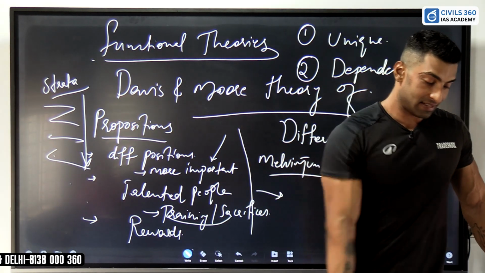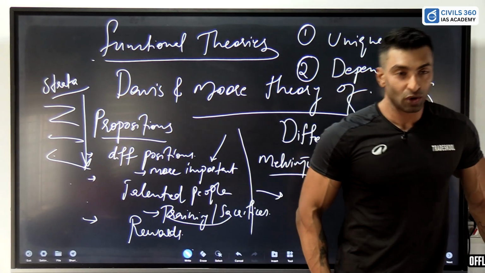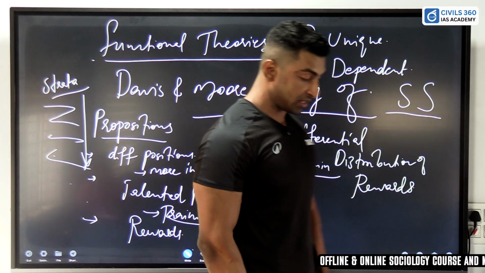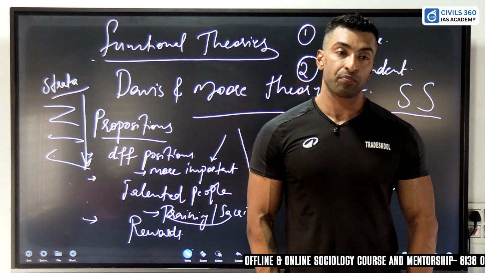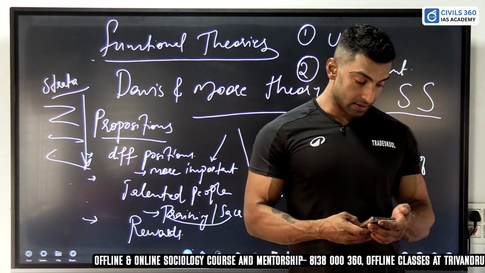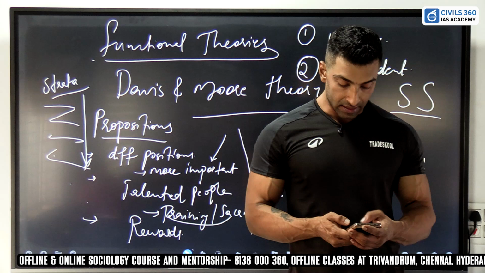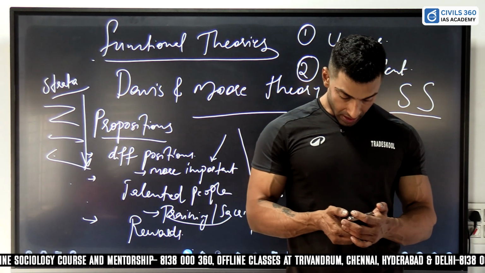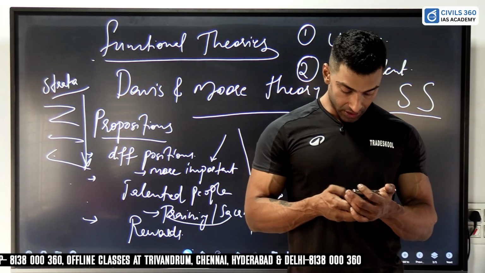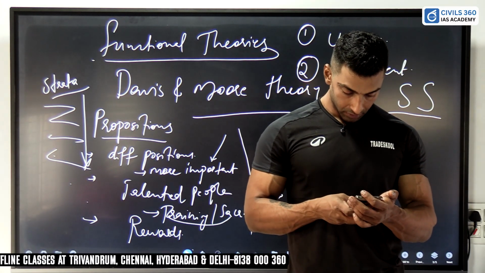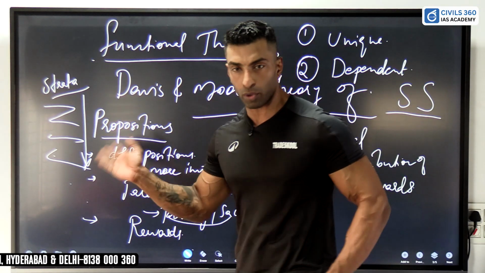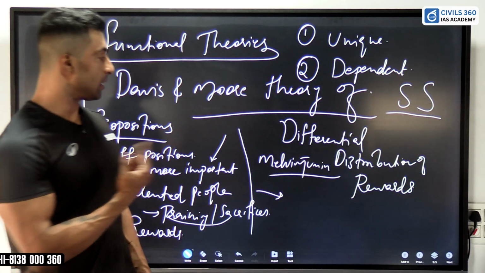Okay. Next, discuss Davis and Moore theory of social stratification. How Marxian theories reacted to it. Okay, so we are studying both anyway. You will have to write. Marxian theory will be the opposite.